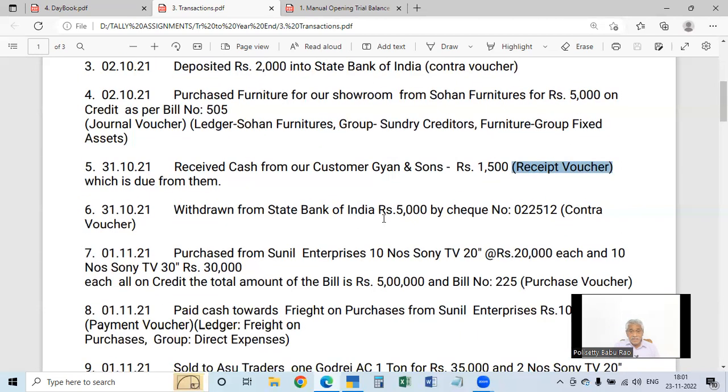When you are withdrawing cash, we have to give a check and withdraw the money. In that case, it will ask you for the check details. Bank name is not required, because this is our own bank check. In the withdrawal, the transaction type is check, and the check number you have to give in the contra voucher.